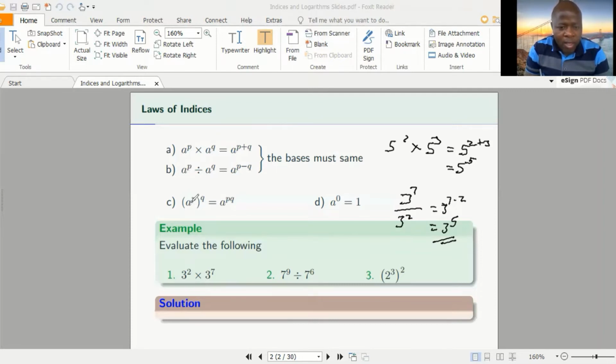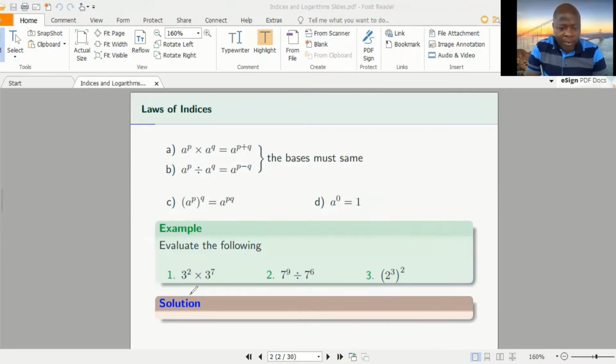I've also said that a raised to p, then the whole thing raised to q, we just multiply the powers p and q, so it will be a raised to pq. Then a number raised to 0 shall be 1. So these are the laws of indices, and we want to use them to do examples.